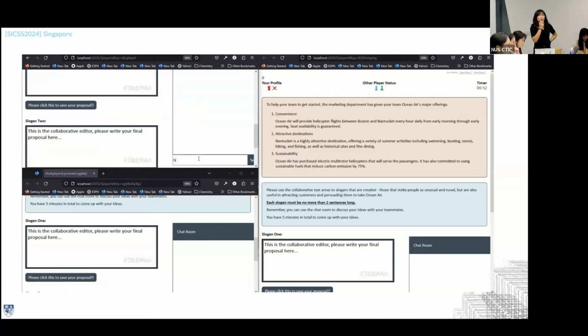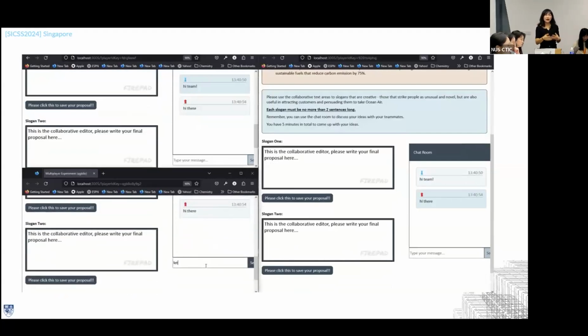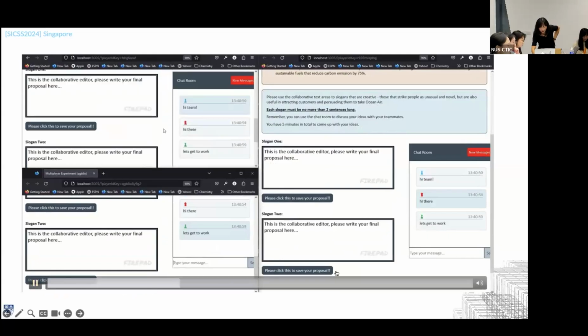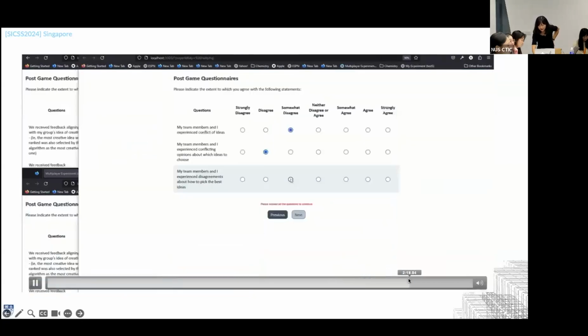So in the traditional way, people are chatting, and they're all real people. Maybe if we want to change something about one member's behavior, we ask the RA to join a group and chat in a very specific way. So this is the old way of doing things. Then they chat, they submit their proposal or their slogan, and then it's done.